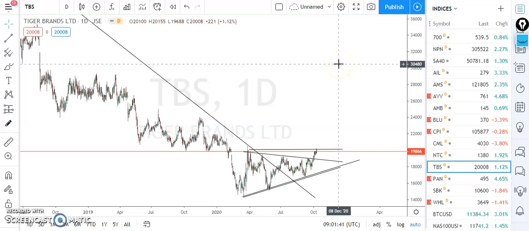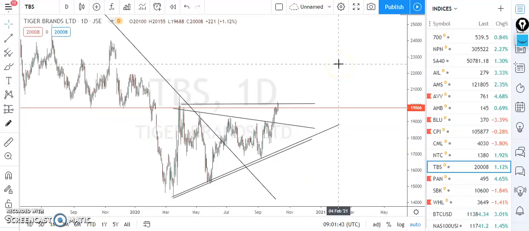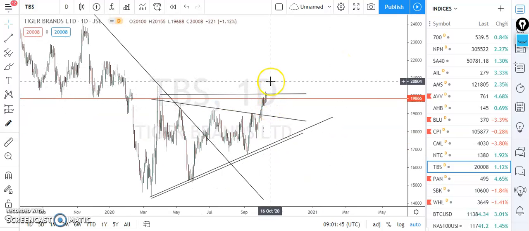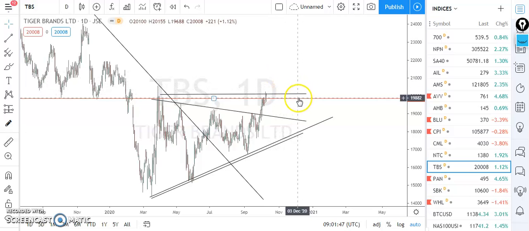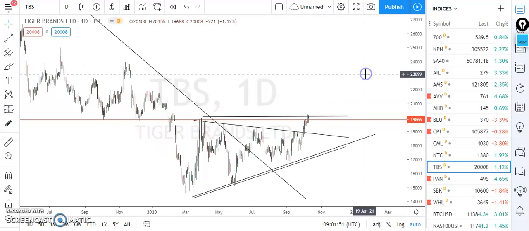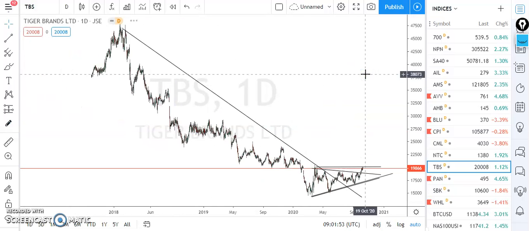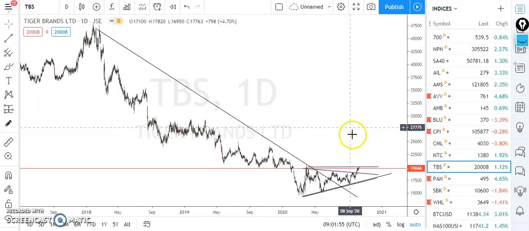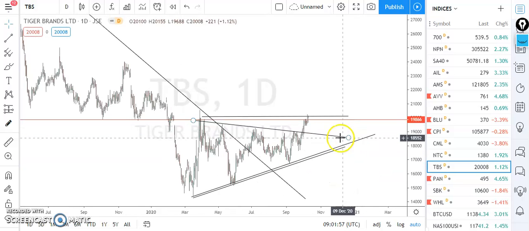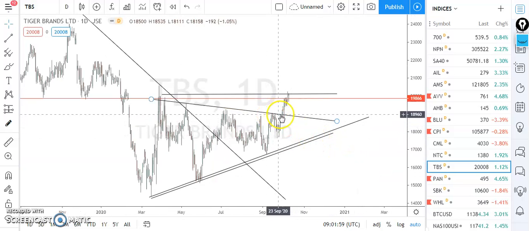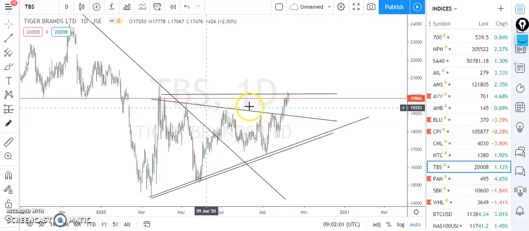Tiger Brands is the one for the new week as well. I'm just waiting for a strong close above that resistance at, always support and resistance at, let's make it 200 bucks. Symmetrical triangle breaking. I know that many traders are already in this. They bought this symmetrical triangle once the market broke above this first resistance. I'm not in this trade yet.